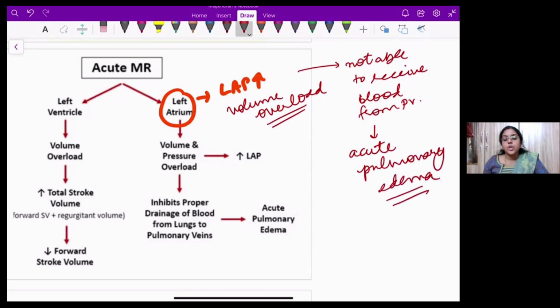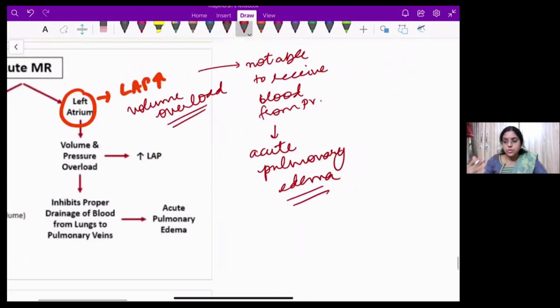Okay, why does this happen? Because the left atrium is not able to accommodate blood from the pulmonary veins. So the pulmonary veins get stagnated with blood and the patient has acute pulmonary edema. Okay, so what about the effect on the left ventricle? The regurgitation is so severe, so acute, that the left ventricle is not having enough blood at all. Some amount of blood is coming into the ventricle, but a lot of blood is going back into the atrium.